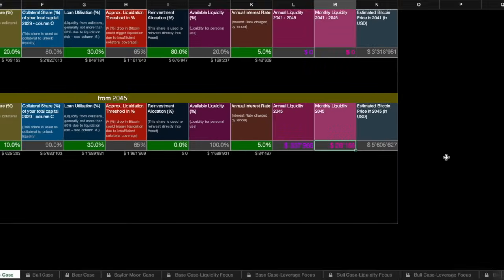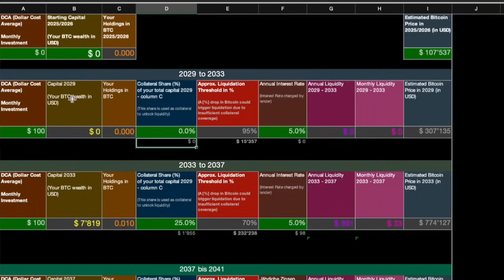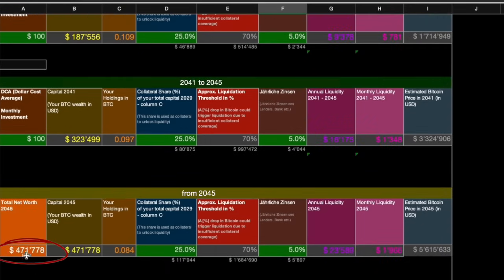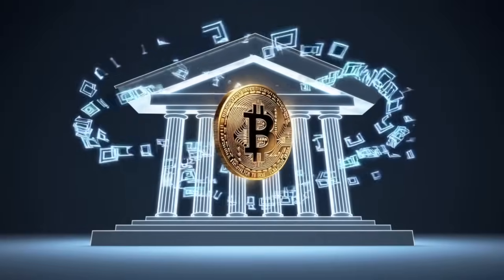If it all seems a bit complex at first glance, there's a beginner version of the calculator. In that version, you only enter your monthly savings, your starting capital, the loan-to-value ratio applied to 100% of your Bitcoin, and the lender's interest rate, and you immediately get an overview of your liquidity and total wealth across each cycle through 2045.